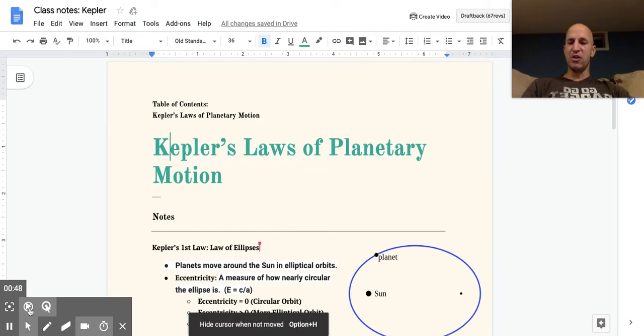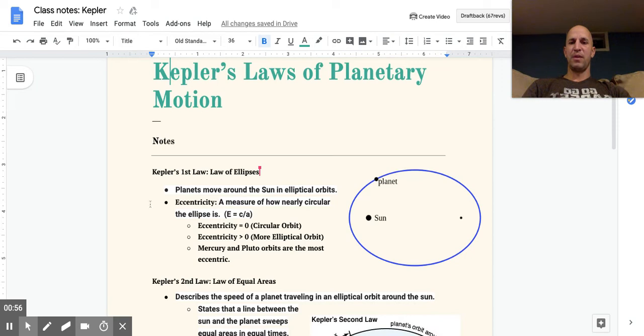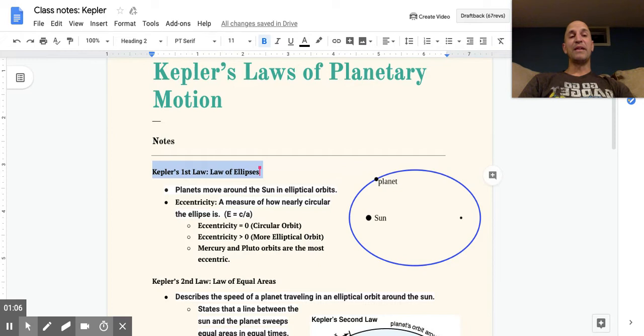These notes, like I said, are pretty quick notes. For those notes today, we're going to do Kepler's first law, second law, and third law. So for his first law, you want to put in there, Kepler's first law. It's actually called the law of ellipses.